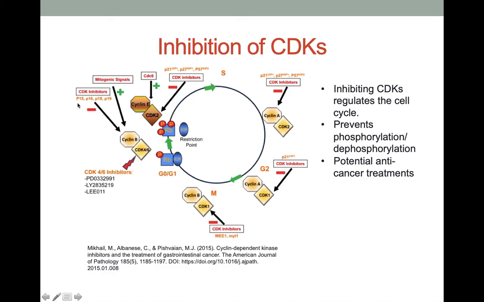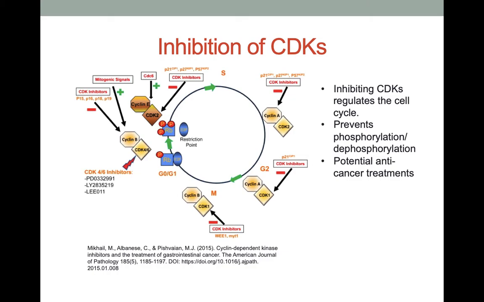We can see other ones here like P15, 16, 18, 19, P21. So there's various inhibitors that will affect CDKs at various points in the cell cycle. By combining with the CDK molecules, in some ways, the inhibitors prevent the phosphorylation or dephosphorylation of the CDK molecules. So inactivating these molecules affects the progress of the cell through the cell cycle.